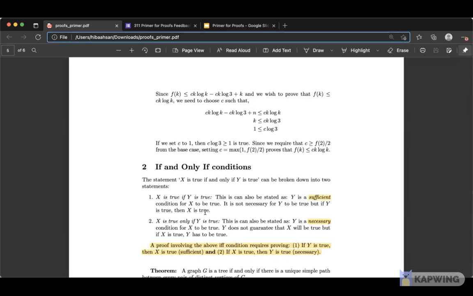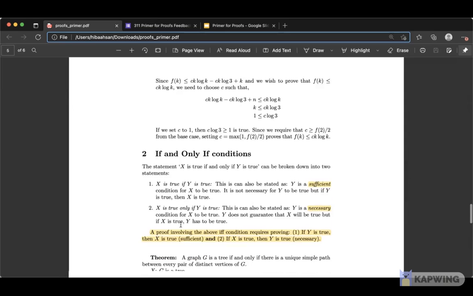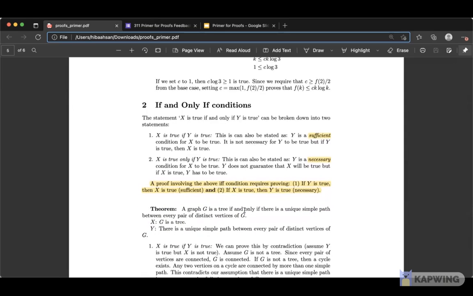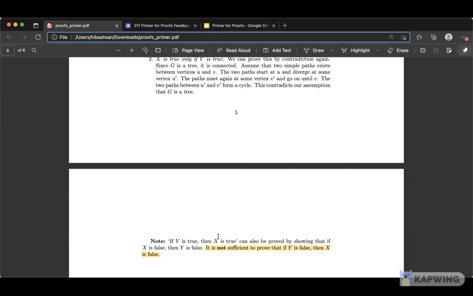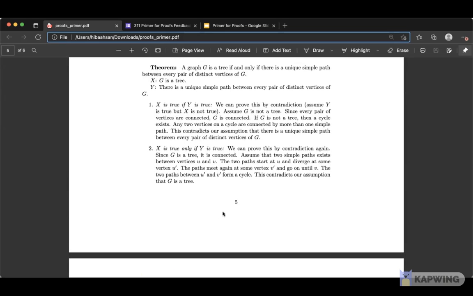We then move on to proving if and only if conditions. We describe what this exactly means, how there are 2 parts to these conditions, and how if actually means sufficient and only if means necessary, and how one would go about proving these conditions. We also make a note of a common mistake that one makes, that is just proving one of these 2 conditions. And we also support it with an example over here, again, relating to graphs.